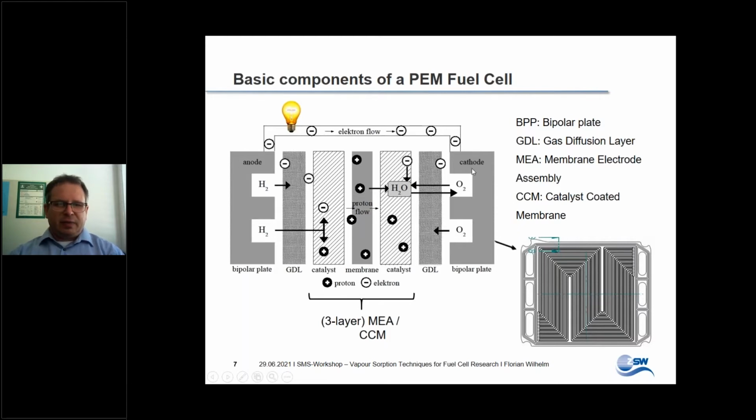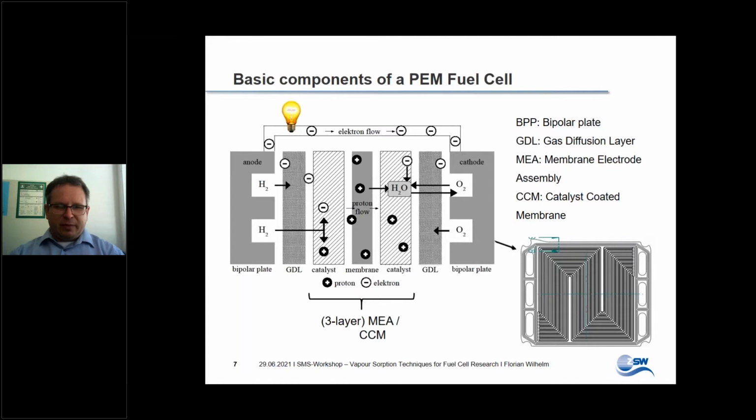At the cathode side, same principle. Oxygen, usually as oxygen in air, is distributed over the cell area via those channels, further distributed by the gas diffusion layer, and then transported to the catalyst layer. And at the catalyst layer, the oxygen and the protons react to water. This reaction takes place again, combining the electrons into the molecule, and so the electrical circuit is also closed here. The water is then transported via the gas diffusion layers and the channels to the outlet of the cell.